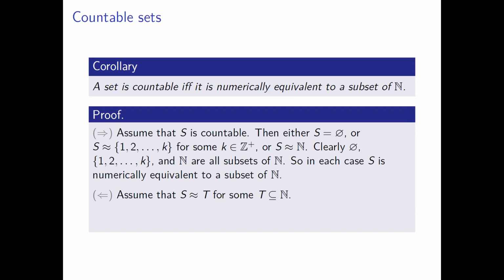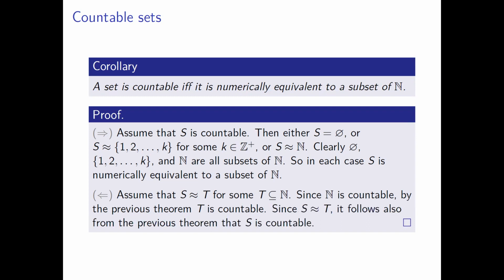Conversely, assume that S is numerically equivalent to some subset T of N. Since N is countable, it follows from the previous theorem that T is countable. Since S is numerically equivalent to T, it follows also from the previous theorem that S is countable. This completes the proof of the corollary.